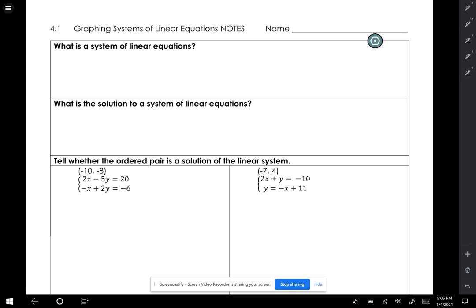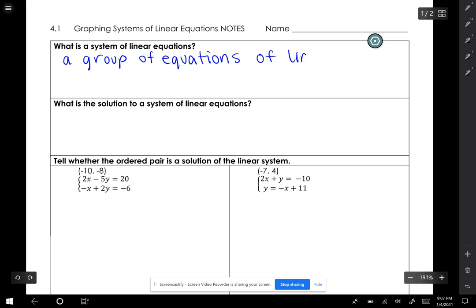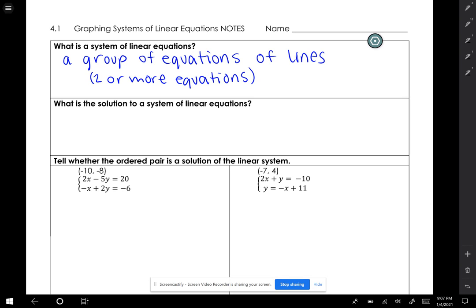So in order to be able to do this section, we first need to know what a system of linear equations is. Well, a system is a group, and it's a system of linear equations. So a group of equations of lines. Okay, and there can be two or more equations. So it's a group of equations of lines that we're looking at together.